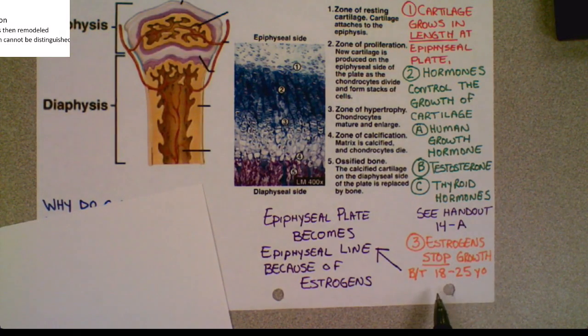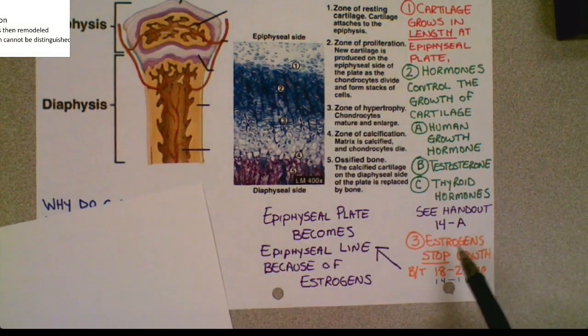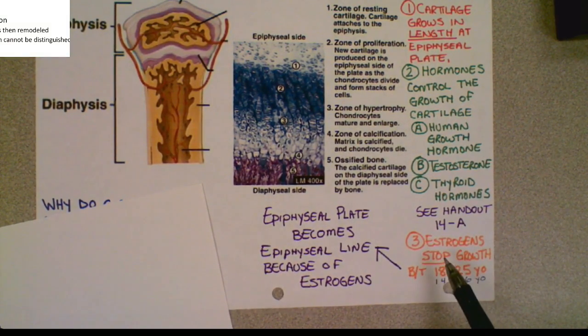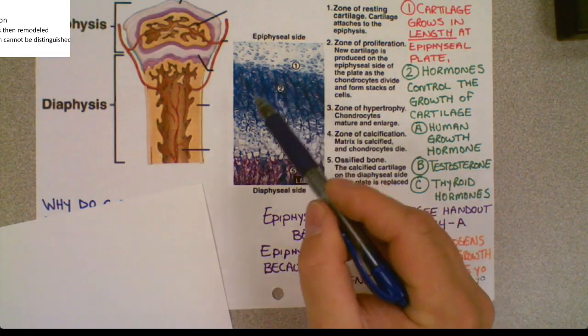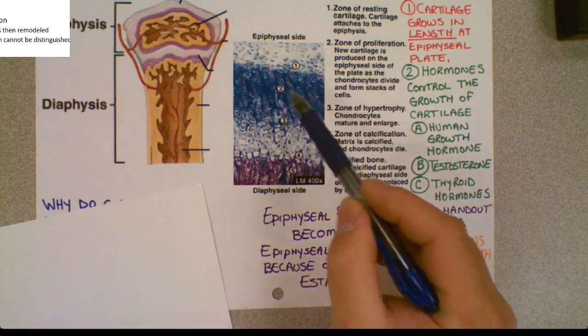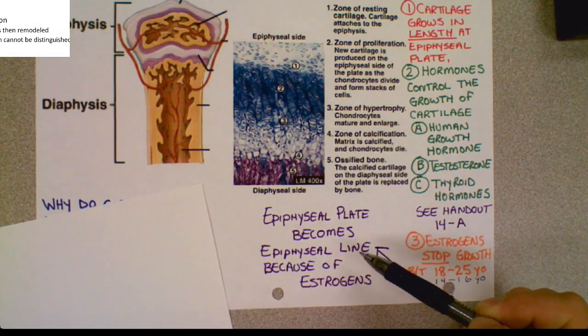So this is a little bit off. For girls, this is kind of a boy statistic. For girls, I don't know, it's around age 14 to maybe age 16 years old. Our estrogen builds up, and the estrogen tells this cartilage to die. When the cartilage dies, this epiphyseal plate becomes an epiphyseal line.